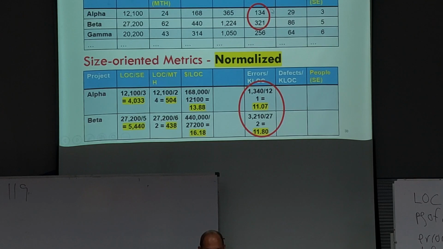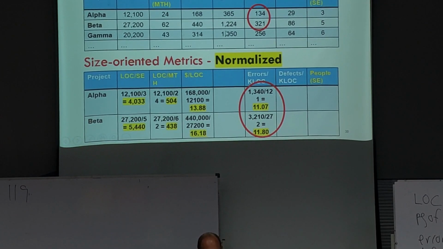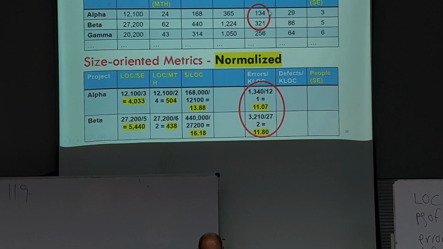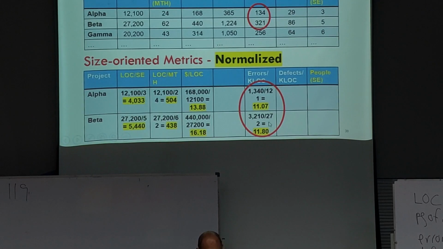Okay, so project alpha, project beta. Project alpha has 134 errors, project beta 321 errors. Here you can see it looks like project beta's quality is lower than project alpha's because it has more errors. But if you normalize it with errors per 1,000 lines of code, alpha has 11.07 errors, and beta is 11.80.